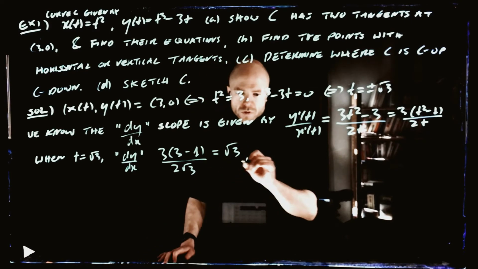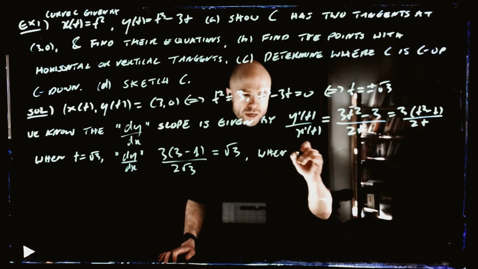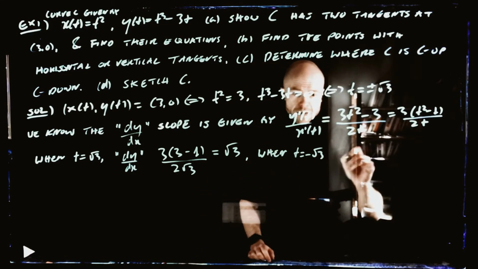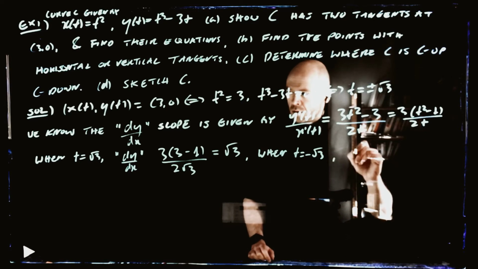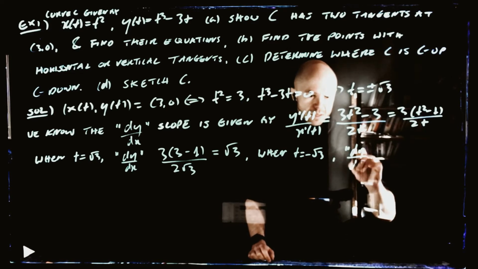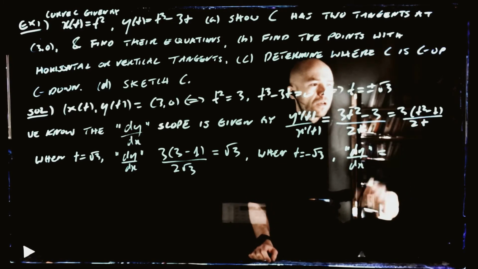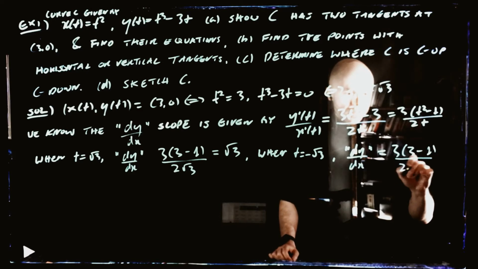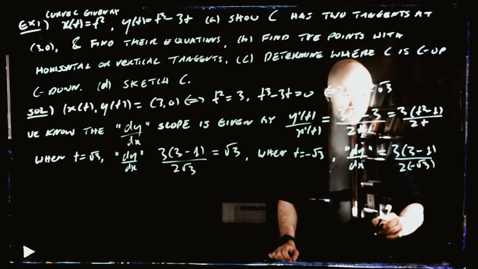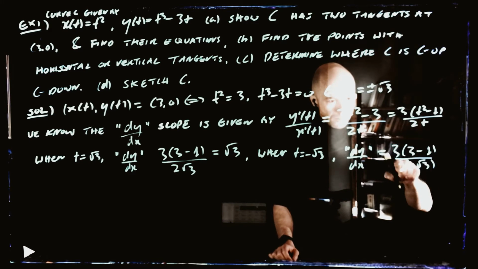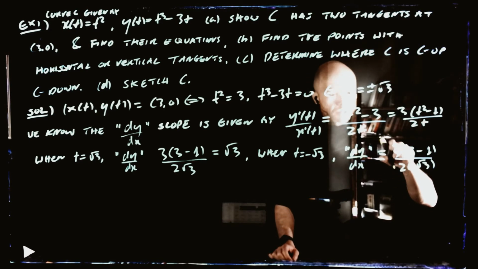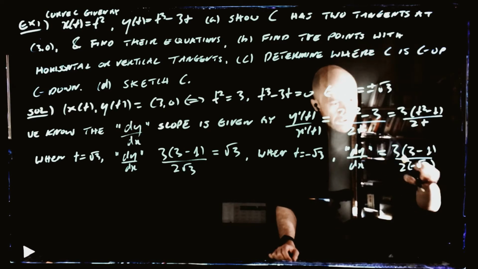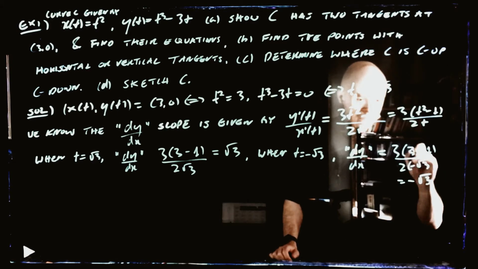Yeah? And then when t equals minus root 3, we put this into this formula, and what we're going to have, then we have that dy by dx is going to be equal to 3. Again, we have 3 minus 1. And now we're going to have 2 times minus root 3. So again, we're going to have 3 times 2 divided by 2. So it's just 3 divided by minus root 3. So it's just minus root 3 like this.